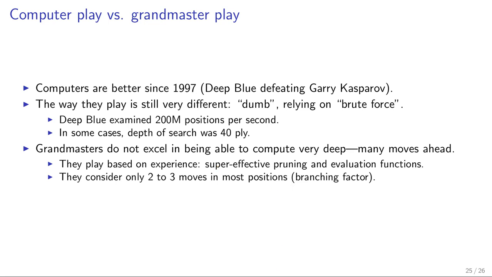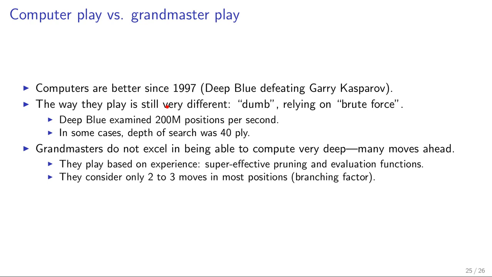Okay, so this is just to say that there was this famous match where Deep Blue defeated Garry Kasparov, but it's not to be interpreted in the way that the computer really plays like a Grandmaster. I mean, it could beat him, but it's a completely different story. It's still highly dumb and brute force. Deep Blue examined 200 million positions per second, and in some cases, it could achieve a search depth of 40 plies, 20 moves, which is really, really deep.